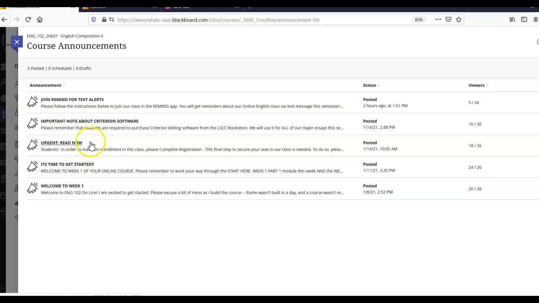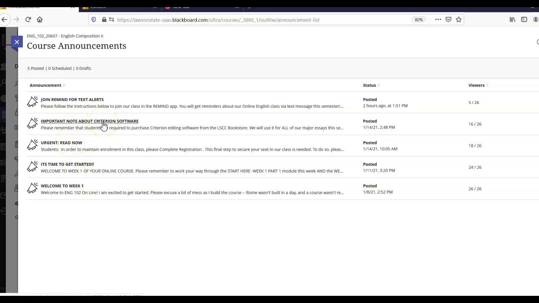This one is marked read now, urgent. This is that Lawson is expecting students to complete their registration by paying their bills and applying their financial aid. If you are paying in an installment program, you need to have made 2 installment payments or roughly half of what you owe. So make sure that you check that out.